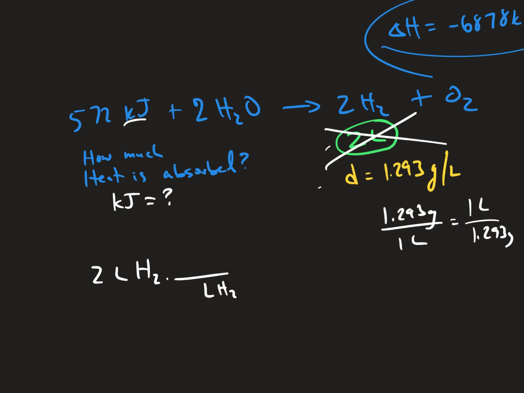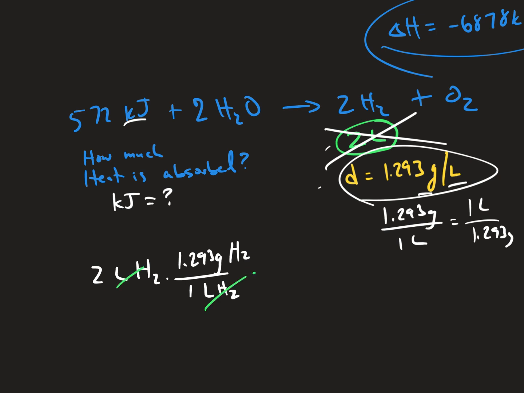And what can I convert to? I could convert to milliliters. I can convert straight to grams. Why is grams good? Because then we can convert to moles. So use what we know. If you can't, then we're going to have to convert to milliliters or something like that. So we're going to go 1 liter is the same as 1.293 grams of H2. So liters of H2 go away.